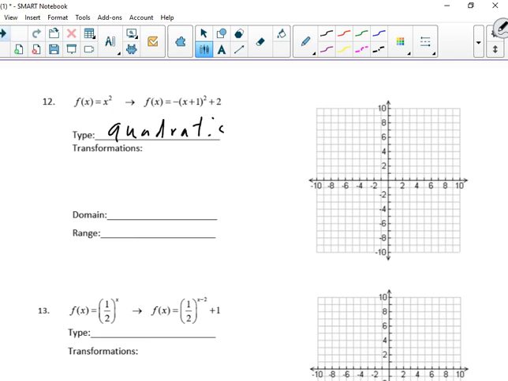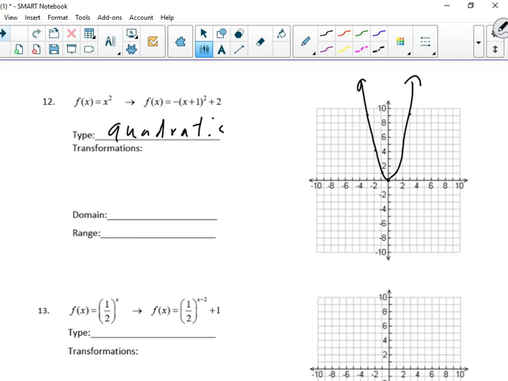Okay? You can use your calculator to get the points, or just do it in your head. 0 squared is 0, 1 squared is 1, 2 squared is 4, 3 squared is 9. And then on the opposite side, negative, and so forth. And then you have your nice, well, should be nice, parabola right there.